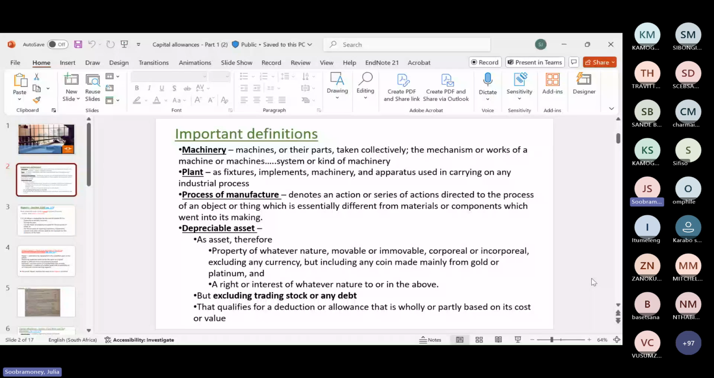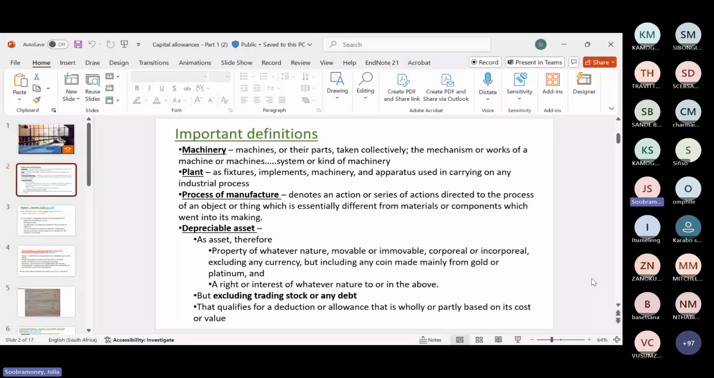Okay, so for tax, machinery is machines or their parts taken collectively, the mechanisms or work of a machine or machines, a system or a kind of machinery. Now, it's quite a big definition, okay? So basically, machinery is any machine that you use within your business. That's what it comes down to.